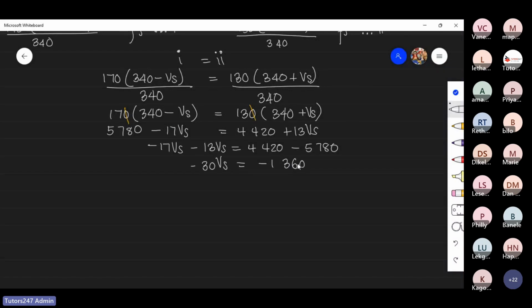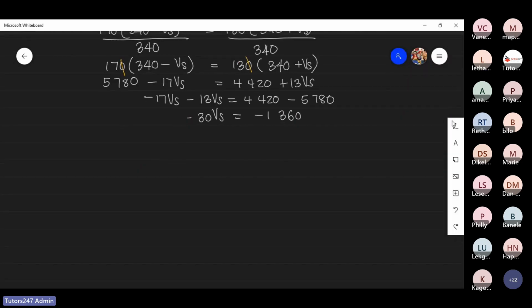1,360. Please allow me a moment to double check this value. 4,420 minus 5,780. Yes, that is in fact 1,360. So from this point, all we now need to do is divide both sides by the coefficient of the variable, which is negative 30.